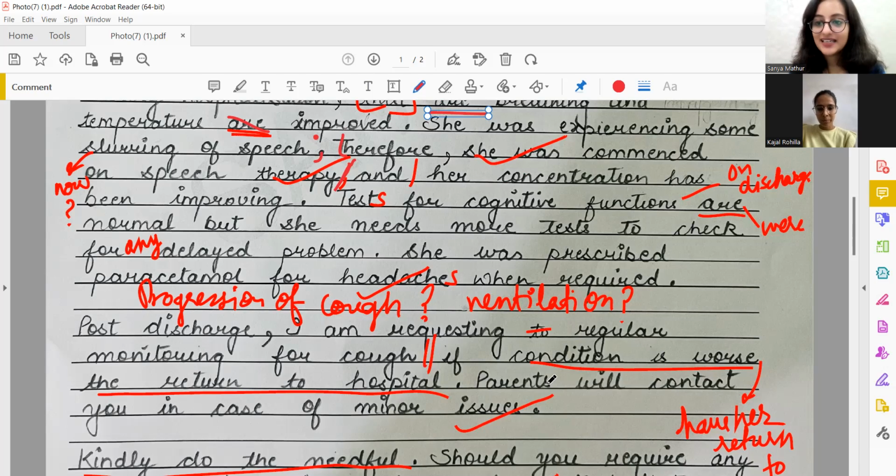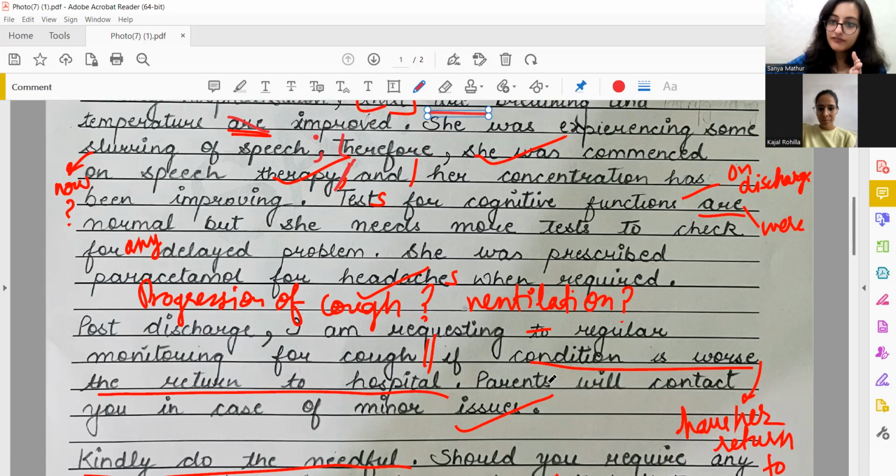Okay. And then you have written post discharge, I'm requesting to regular monitoring. You know what this sounds like? That regular monitoring is a person and you're requesting to that person. You see? So this preposition to should not be written here. So: I'm requesting regular monitoring for cough.